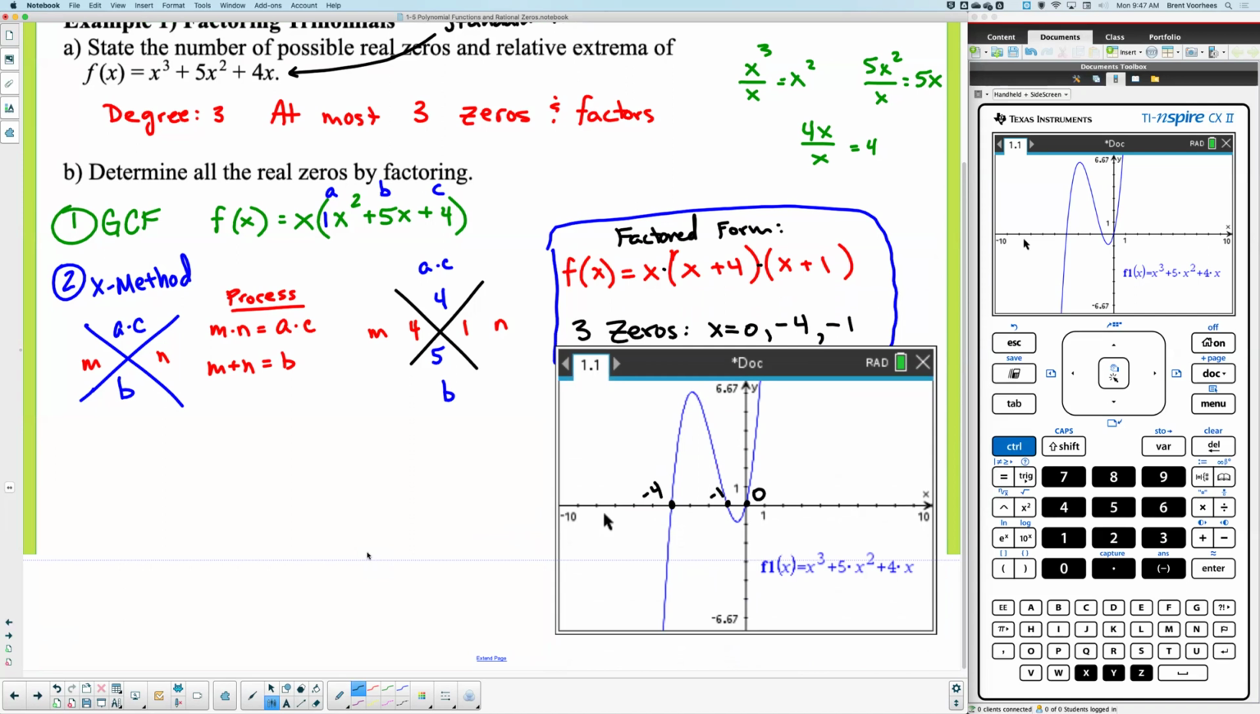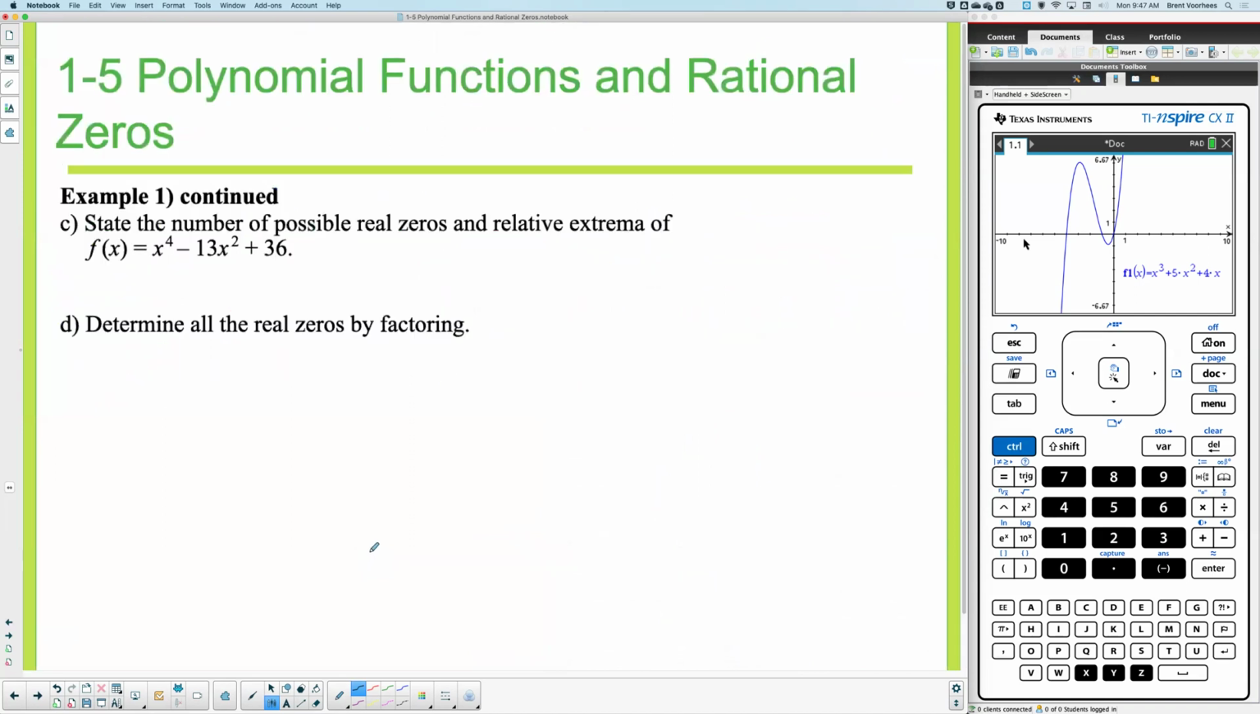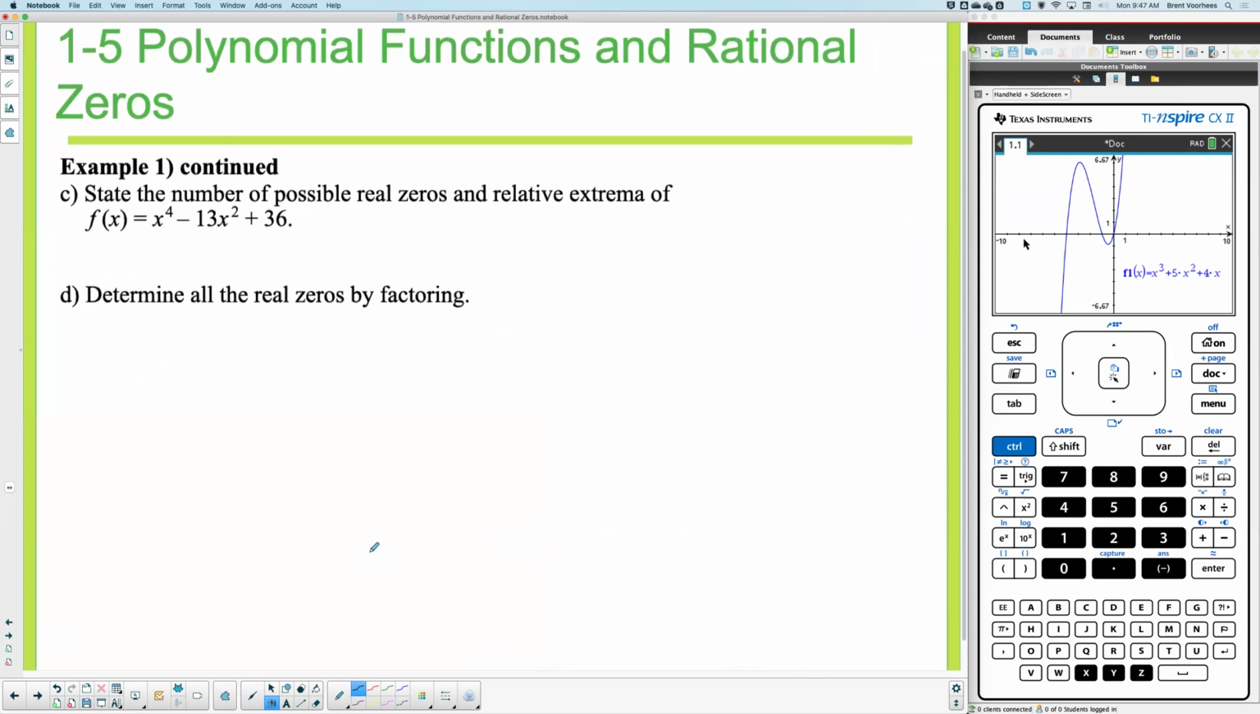Okay, let's reload and try it again, because I know this takes a little bit of practice. This time, tell me, what's the degree of this function? What does that mean if your degree is 4? At most, it doesn't mean it has to have all of them. 4 zeros. And not only zeros, but if it's a zero, then it would also be called a factor. At most 4 zeros and factors.